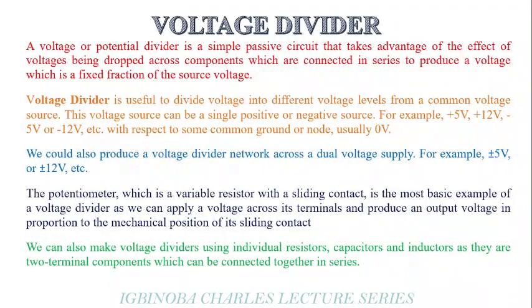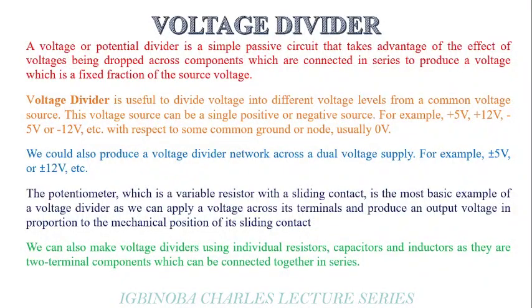The potentiometer, which is a variable resistor with a sliding contact, is the most basic example of a voltage divider, as we can apply a voltage across each terminal and produce an output voltage in proportion to the mechanical position of each sliding contact. So a potentiometer is a very good example. When you put in your maximum voltage and you start rotating the slider, the voltage at where the slider stops, when you measure, will be different from the voltage that is entering into the system.